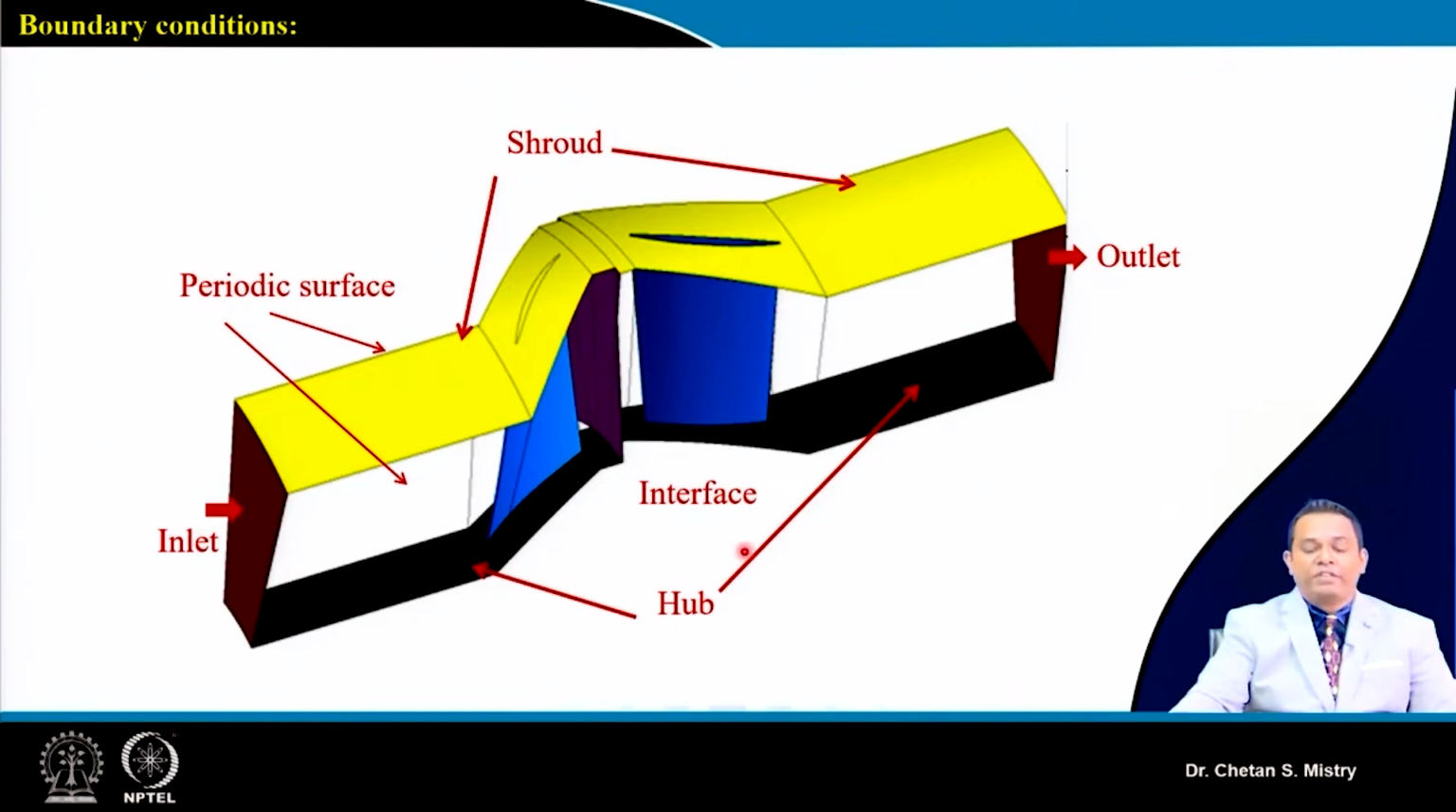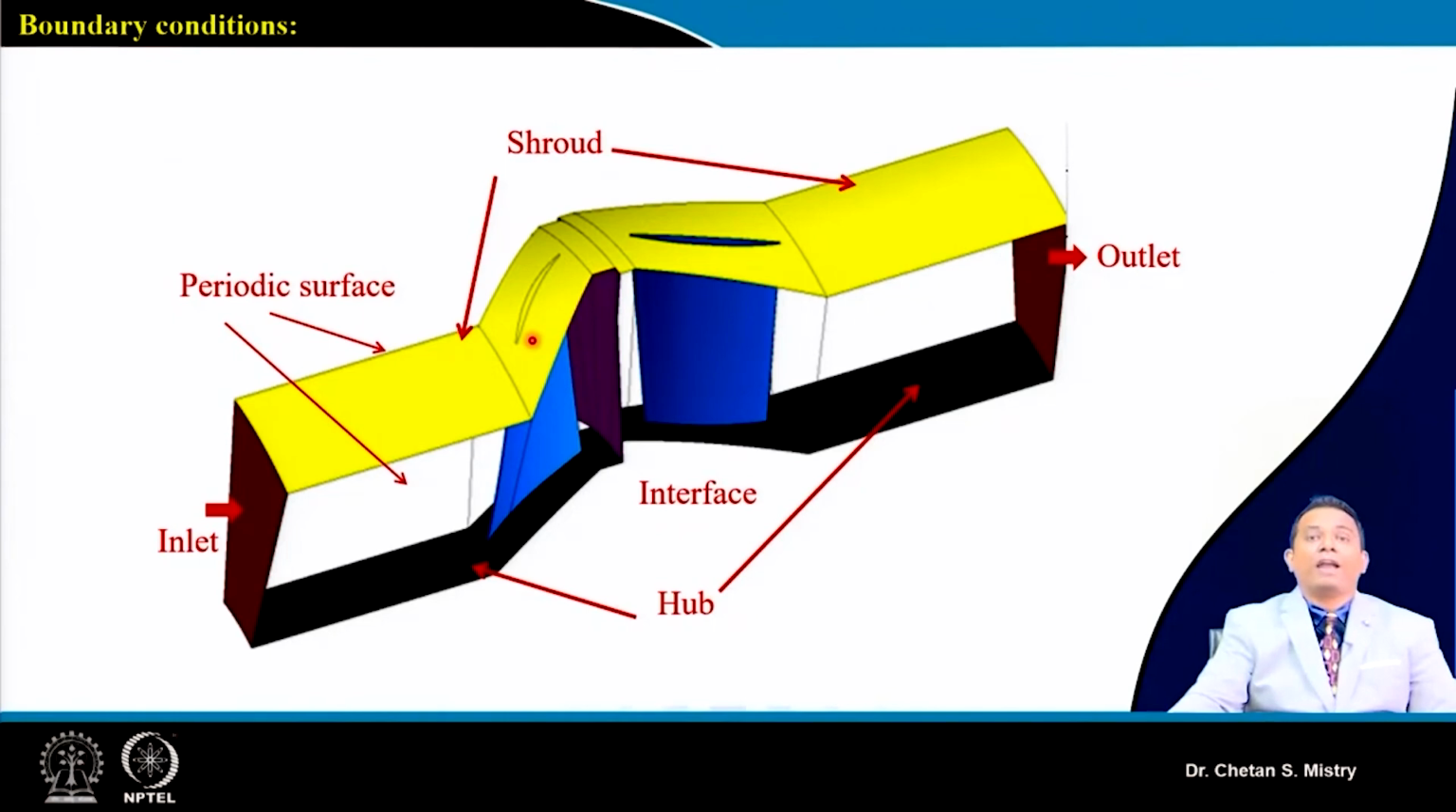Once we have decided this, here this is my blade surface, and this represents the hub. Hub means the disc or drum on which we fix our rotor blade as well as stator blade. So this represents the disc dimension, which we can call the hub. In the same way, on the top side this is my casing, which we can call the shroud. This shroud represents the inner diameter of the casing.